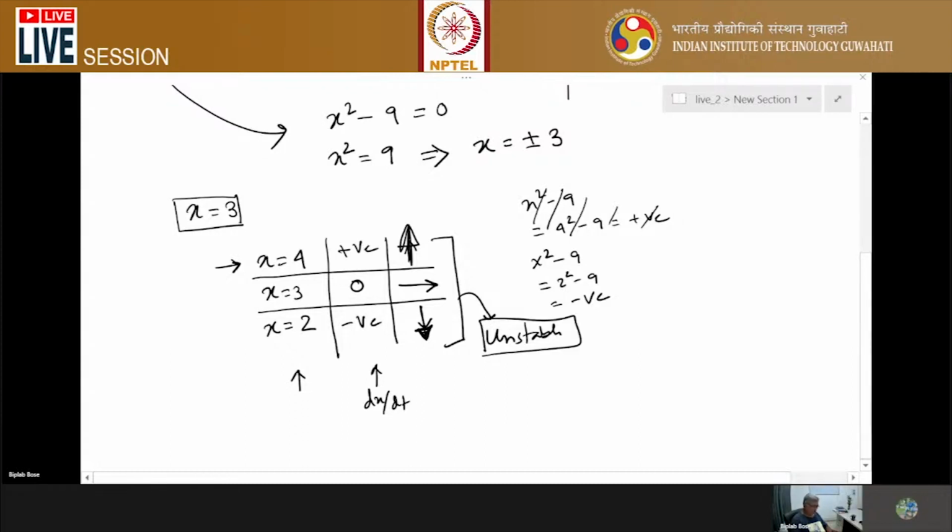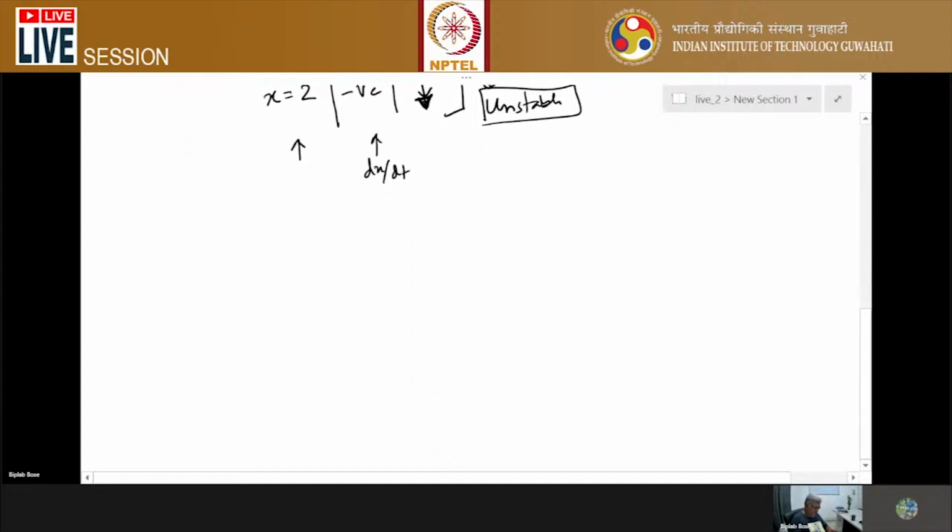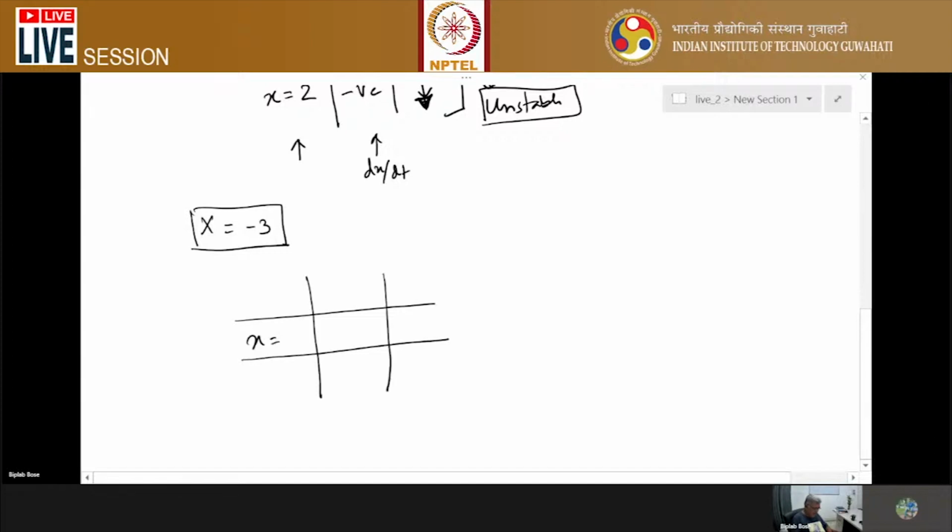Right? So now let us move to the other steady state, x equal to minus 3. I will do the same test again. Here dx dt will be 0, a horizontal arrow. Now take a value which is bigger than minus 3 and place that on the upper row. I have to put something bigger than minus 3, so let's put minus 2.